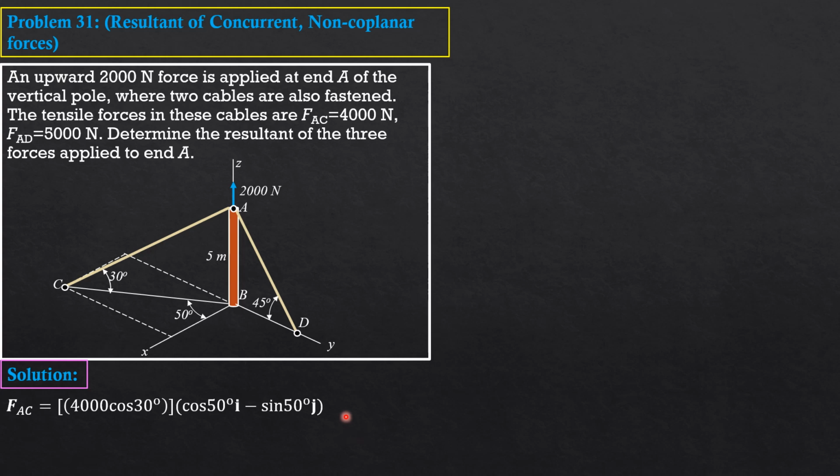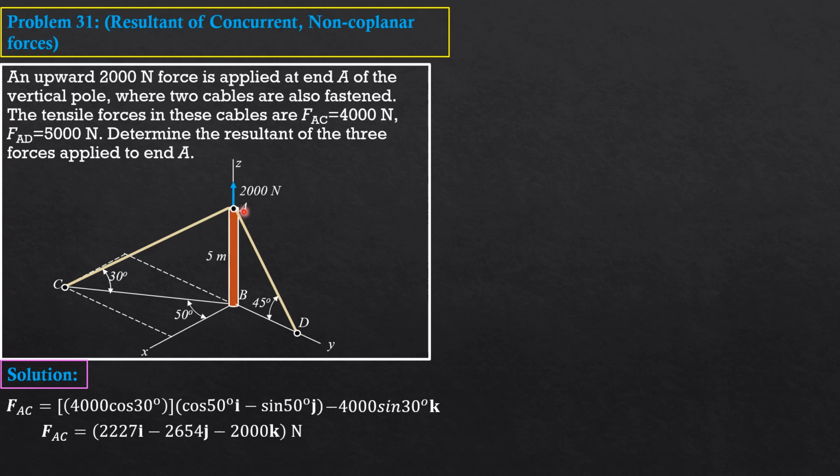Then we have a separate component for FAC along Z, which is negative 4000 sine of 30 degrees K, rather, not J. So simplifying, FAC in vector form is 2227I minus 2654J minus 2000K, wherein this is negative 2000 K.